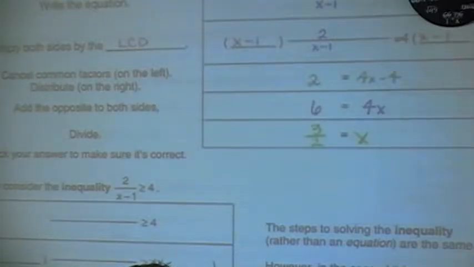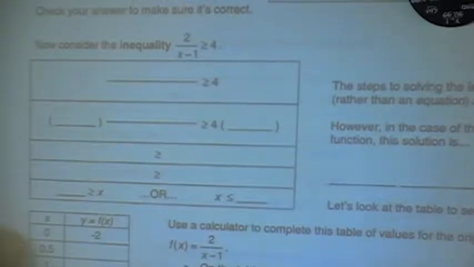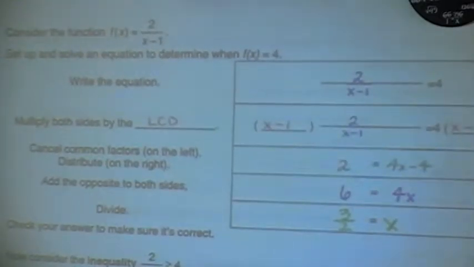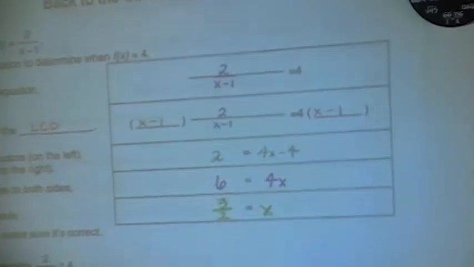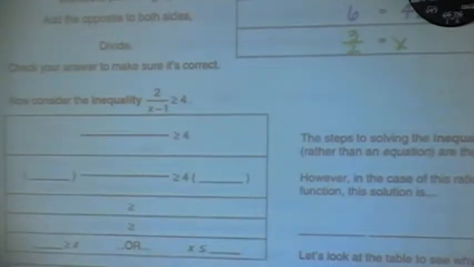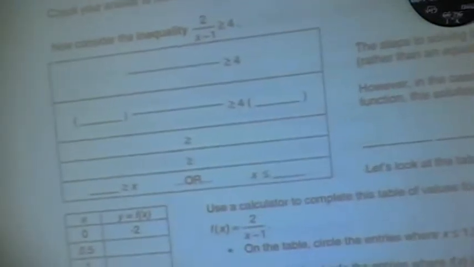Okay, so is everybody okay so far? Okay. Now, consider the inequality. Now, is this any different than what we just did up here? Not really. The only thing that changed was the sign, and now it's just a greater than or equal to sign. That's the only difference. The steps are all going to be exactly the same because we solve inequalities just like we solve regular equations.